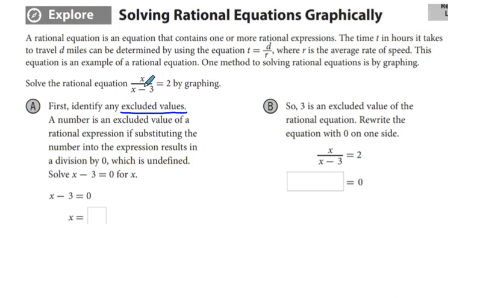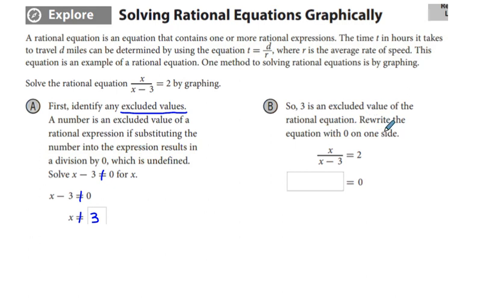And to do that, we set our denominator equal to 0. What I like to do is, instead of setting this denominator, in this case x minus 3 equals 0, set it not equal to 0, because when we put not equal to, that tells us what x cannot be, and has within the statement, in fact, that 3 in this case is the excluded value. X cannot equal 3. Over here in part B, so 3 is the excluded value of the rational equation.